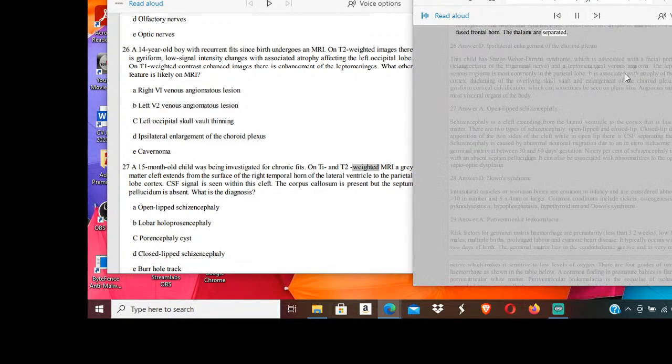Answer D, ipsilateral enlargement of the choroid plexus. This child has Sturge-Weber-Dimitri syndrome, which is associated with a facial port wine stain, telangiectasia of the trigeminal nerve, and a leptomeningeal venous angioma. The leptomeningeal venous angioma is most commonly in the parietal lobe.